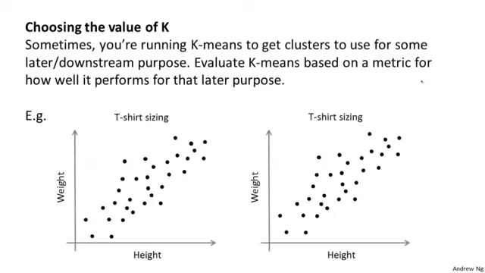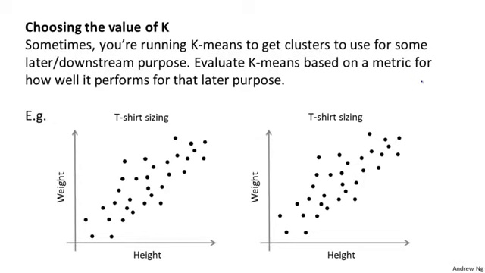Finally, here's one other way of thinking about how you choose the value of k. Very often, people are running k-means in order to get clusters for some later purpose, or for some sort of downstream purpose. Maybe you want to use k-means in order to do market segmentation, like in the t-shirt sizing example that we talked about. Maybe you want k-means to organize a computer cluster better. Maybe a learning cluster for some different purpose. And so if that later downstream purpose, such as market segmentation, gives you an evaluation metric, then often a better way to determine the number of clusters is to see how well different numbers of clusters serve that later downstream purpose.